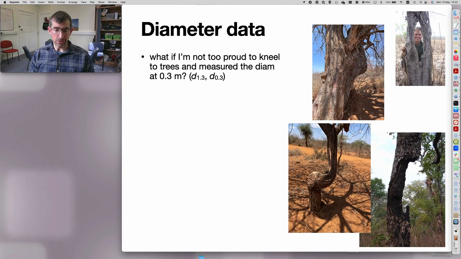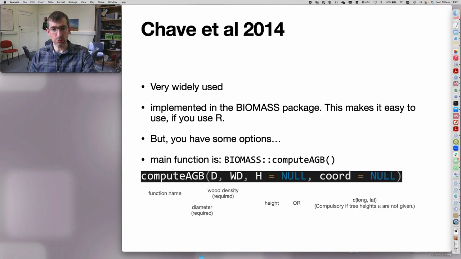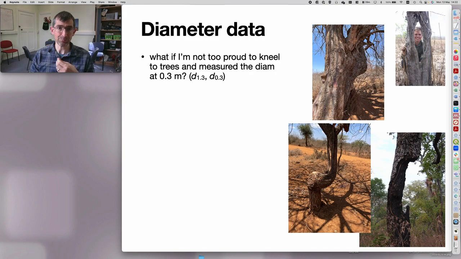But actually, it's not that simple. There are issues with all of the different components of what you need to enter. So I'm going to go through one by one. First of all, look at the diameter, then look at the wood density data, and then look at the height data. And we're going to think a bit about how complicated it can or cannot be to get good data to feed into this equation.